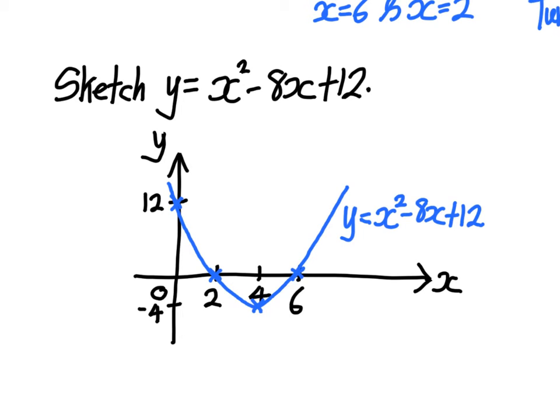So after you plot your points, you will need to join them up with a smooth curve. And this is how the graph will look after you join the points up. Do remember to label the equation next to the curve as well.